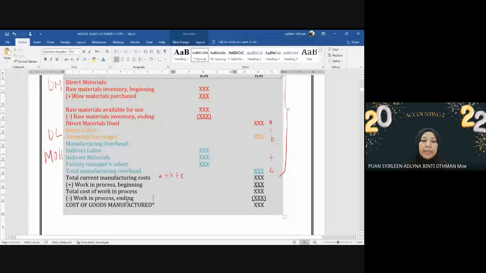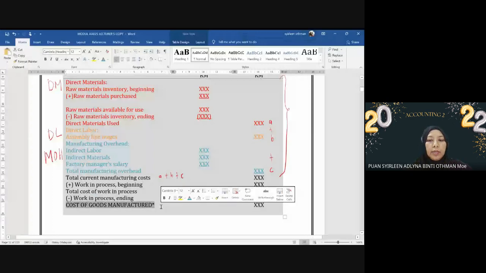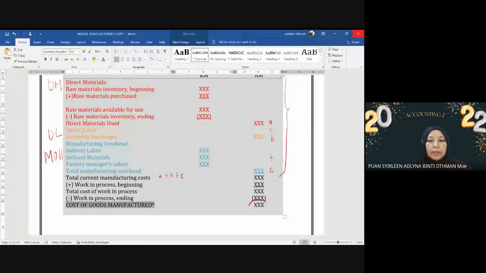And bila you minus dengan work in process ending, kenapa you kena minus? Sebab maksudnya barang tu tak siap lagi. So dia still tengah proses kan? So you akan minus dengan ending inventory for work in process, and nilai akhir tu you akan dapat cost of good manufactured. Okay? Alright.